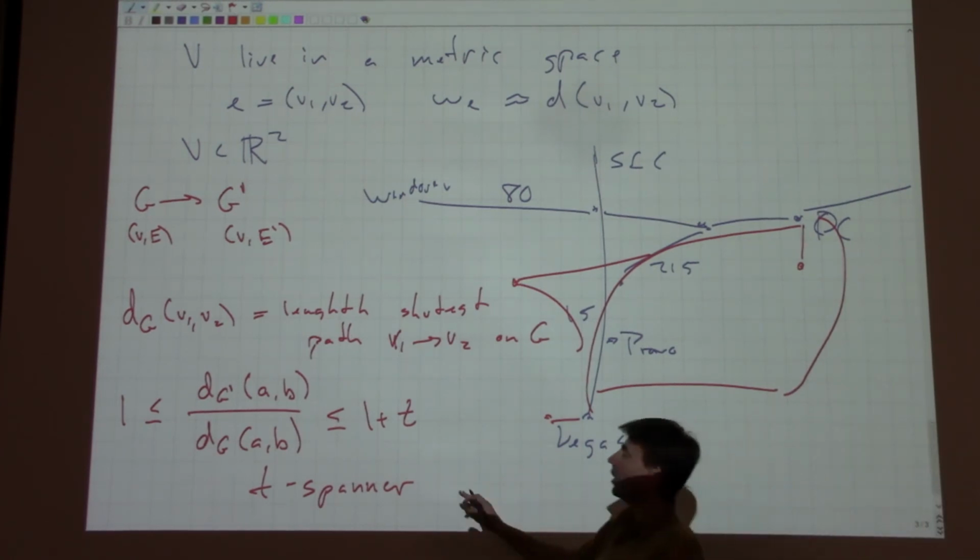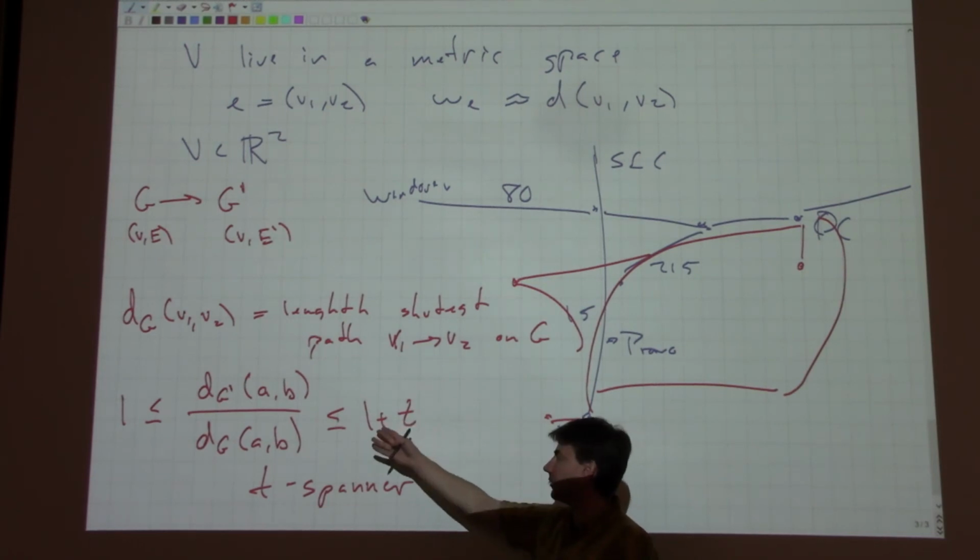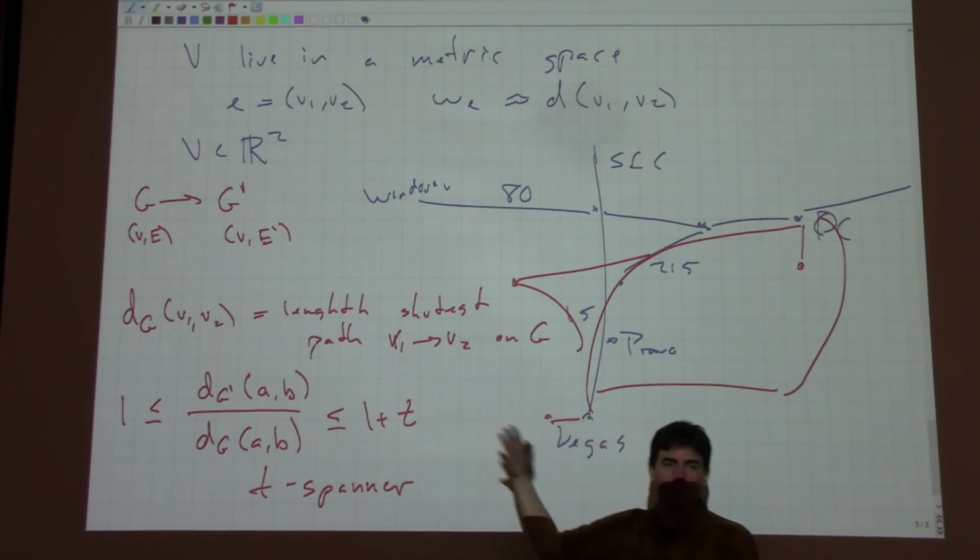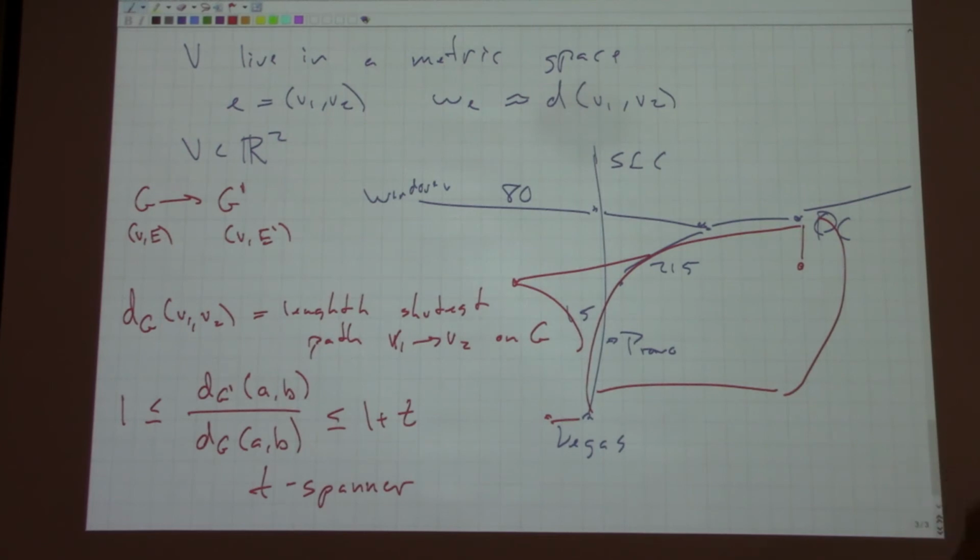A lot of the literature, when you get bounds like this, it's 1 plus epsilon. In this literature, it's 1 plus t. So if you see it, don't get confused.